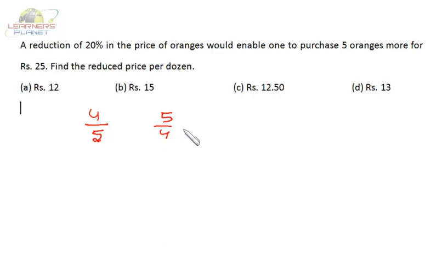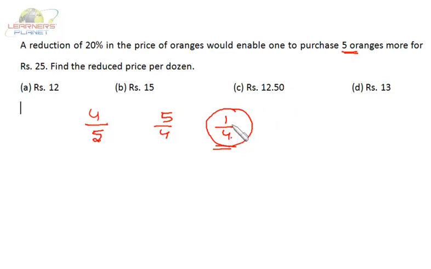Isn't it? If price is half, then the consumption can be double. If the price is 1/3, then the consumption can be made 3 times. Similarly, if the price is 4 by 5, the consumption can be done 5 by 4. So what is extra? It's 1 by 4 extra, isn't it? Now this 1 by 4, which is extra, he is able to purchase 5 oranges more.